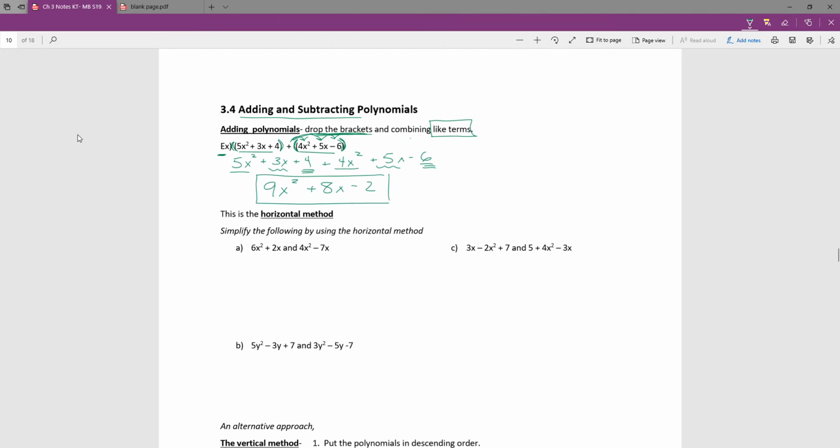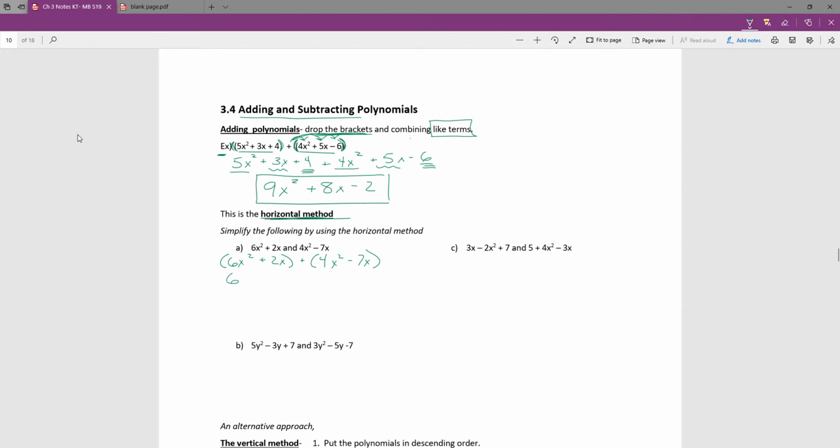What we've done here is the horizontal method. There is a vertical method. You don't have to do these multiple ways, but it can be useful. So in the horizontal method, we're going to write out the polynomials that we're adding. In these, you drop the brackets and collect like terms.